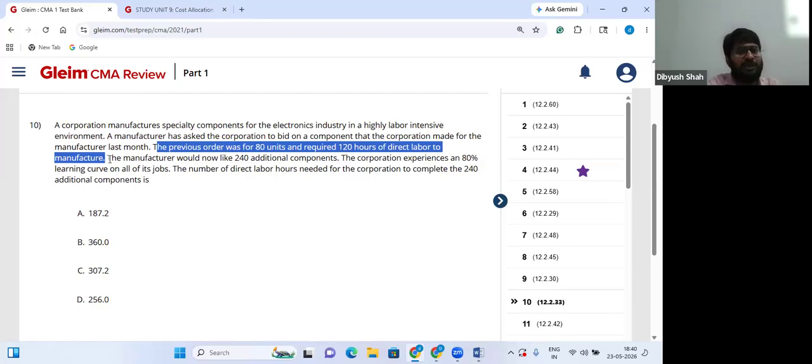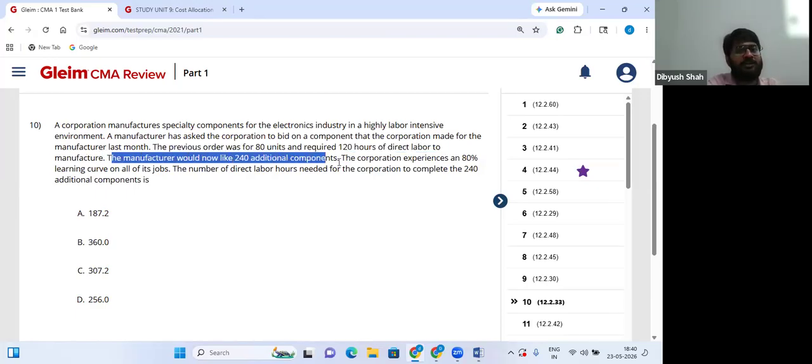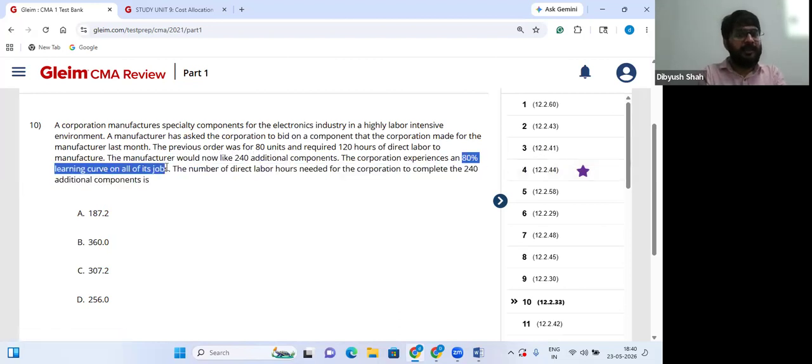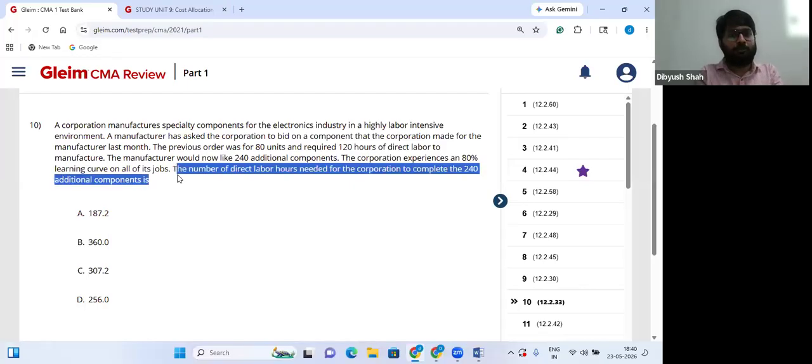Now see, exact language what I used. Manufacturer would now like 240 additional components. So it is like 100 plus 700 as I wrote. It is 80 plus 240. I wrote 100 and 700. It is 80 plus 240. And they are telling corporation experience and 80%. See, exact same words: the number of direct labor hours total needed to complete the additional components. Same word by word as to what I taught. As I told you. Understood?